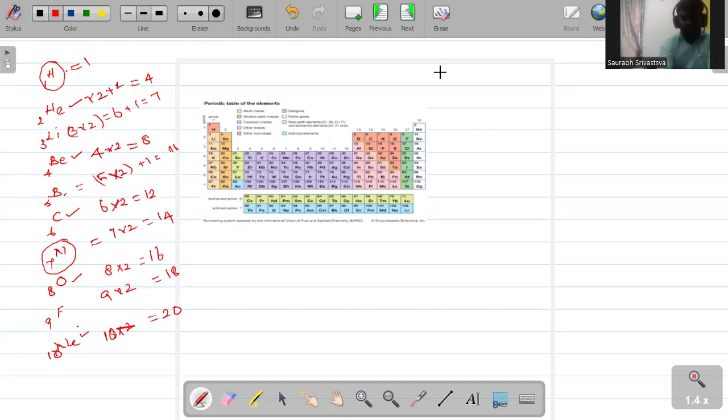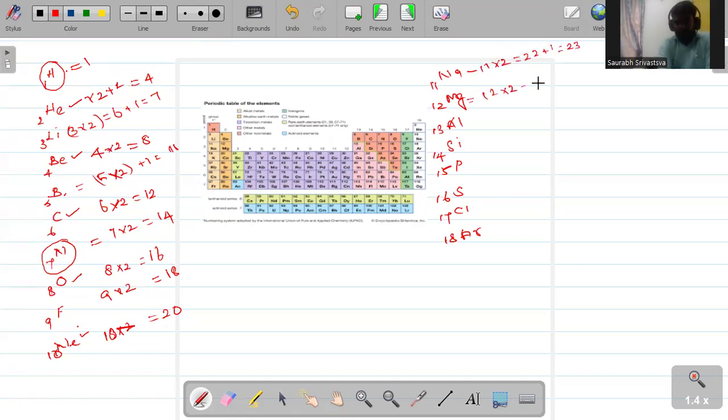Next 8 elements. Sodium, next magnesium, then silicon, phosphorus, sulfur, chlorine, argon. Magnesium is the 12th element, then 14th, 16th, 18th element. So now it becomes 22 plus 1, which is 23. Multiply with 2, then it will become 24. Silicon, 14 times 2 is 28. Next phosphorus, 15: multiply with 2, 30 plus 1, 31. Sulfur, 16: multiply with 2, then it becomes 32.